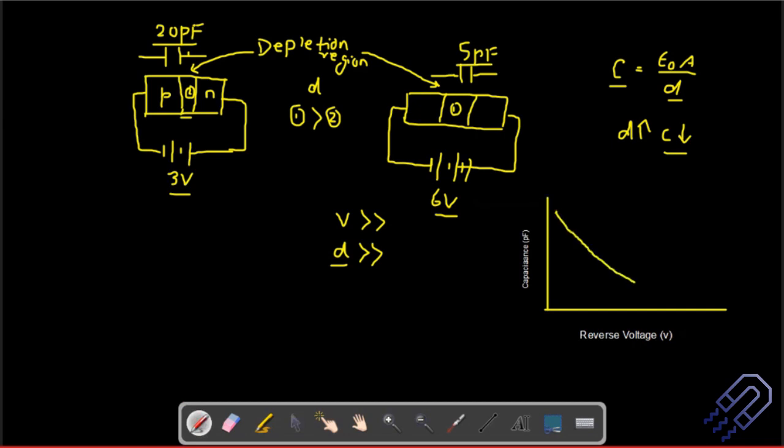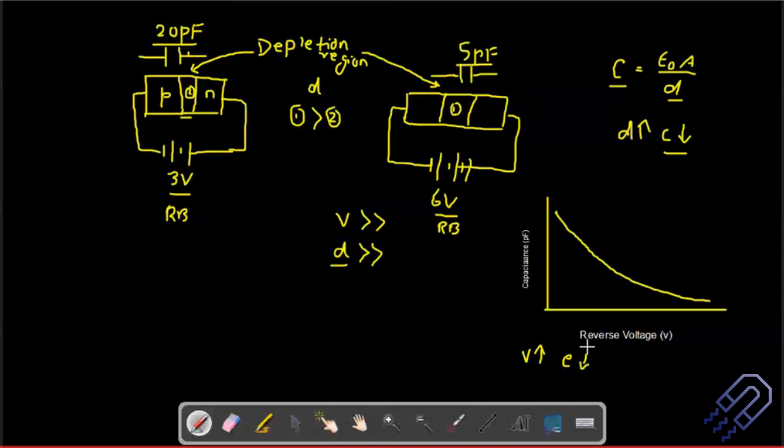So it will be like this. What does it mean? It means that if I increase the voltage, this is the reverse voltage. Please remember this is connected in reverse bias. Very important: this works as a capacitor only in reverse bias, not in forward bias. So as I keep on increasing the reverse voltage, the capacitance reduces.